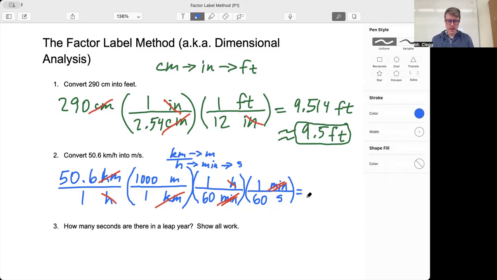We pick up our calculator and do the calculation. 50.6, right, times 1,000 divided by 60, divided by 60 again, and then we hit equals. And we have 14.055. Looks like that's a repeating decimal, so I'll just write a few of those. We're going to round that to the right number of significant figures. Our original measurement had 3, so I'm going to go ahead and round that to 3 sig figs down here, 14.1 meters per second. So that's the answer to that one.